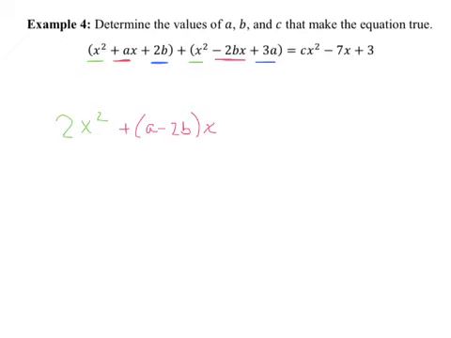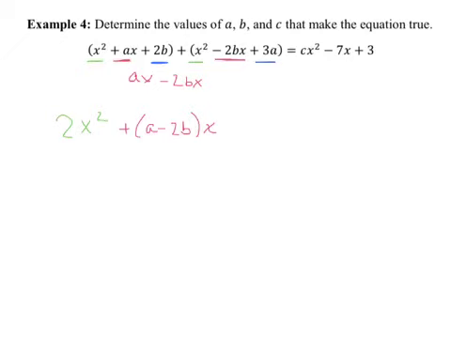Here's what she said. She said, all right, we've got AX and we've got minus 2BX as like terms. So look up here, AX and minus 2BX. Those are like terms. And you can see that there's an x in both of them, right? So if you take this x and factor it out, you're left with A minus 2B. So that's what this really is. So A minus 2B is the coefficient in front of this x.